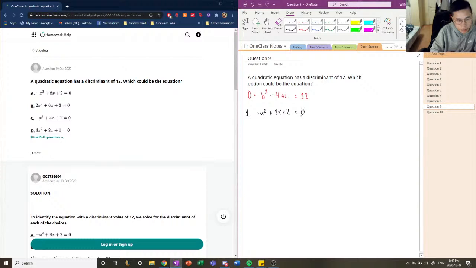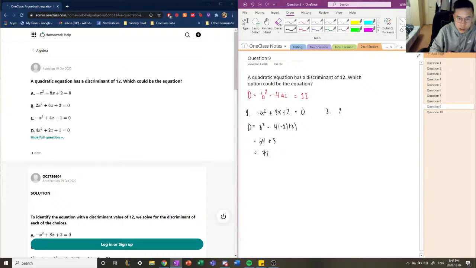So our coefficients are negative 1, 8, and 2. So our discriminant here is going to be 8 squared minus 4 times negative 1 times 2. And that's equal to 64 plus 8, which equals 72. So that's not our discriminant that applies here.